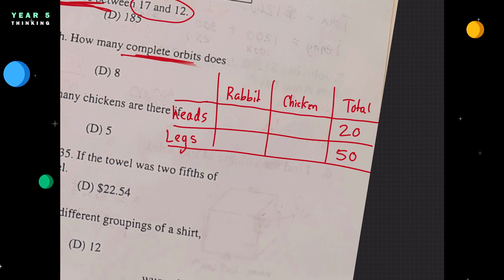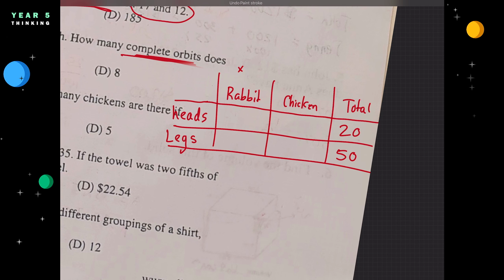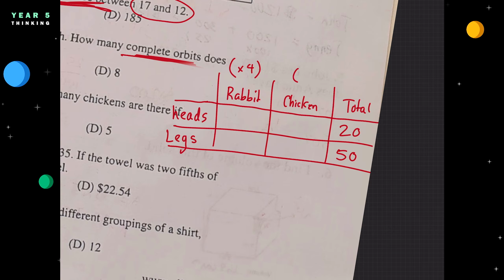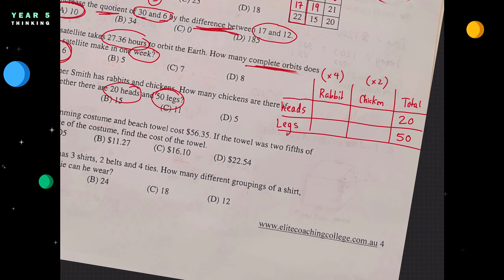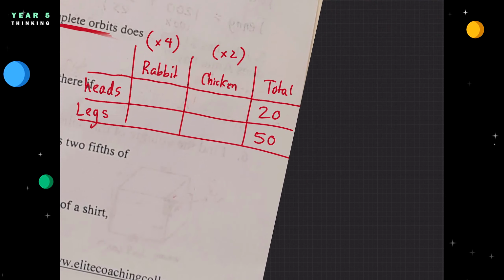So we know that each rabbit has 4 legs, and each chicken has 2 legs. And we know that there are 20 heads, okay? So let's look at the table. Let's pretend I had 2 chickens, right? So 2 chickens have 2 heads. And how many legs do 2 chickens have? 2 times 2 is 4.